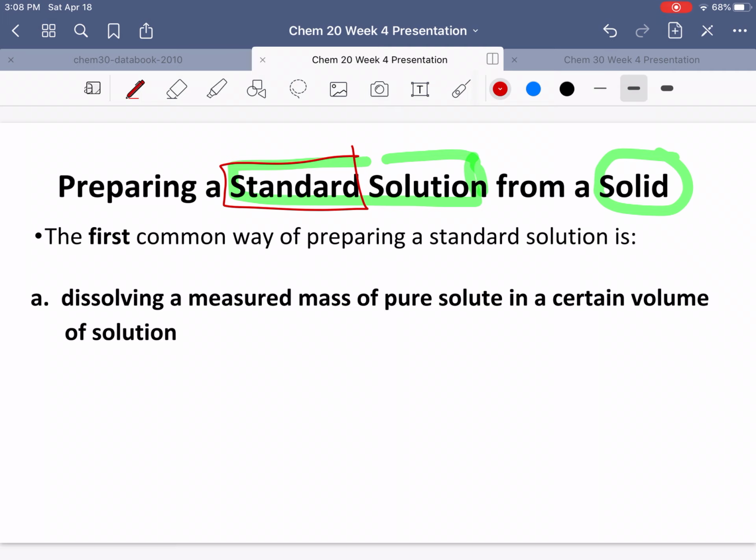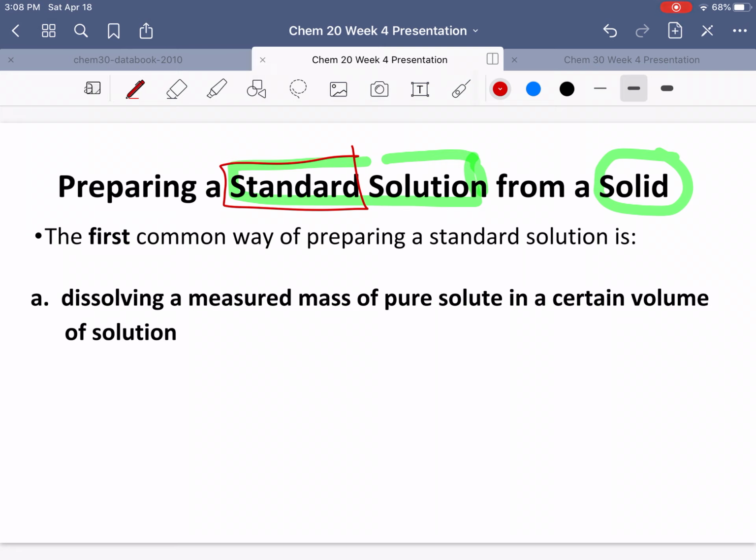Now, you've made solutions many times, just not maybe as carefully as this would be. Let's go back to iced tea. If you take scoops of iced tea mix and put it in water, hey, you've just made a solution from a solid, right? Same.